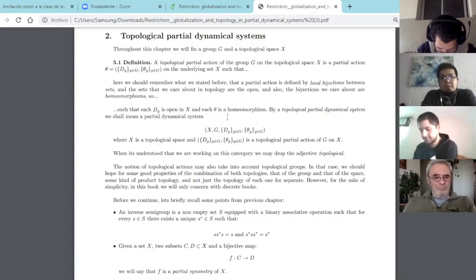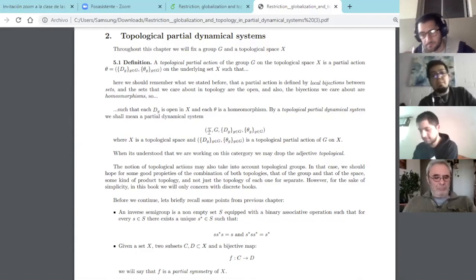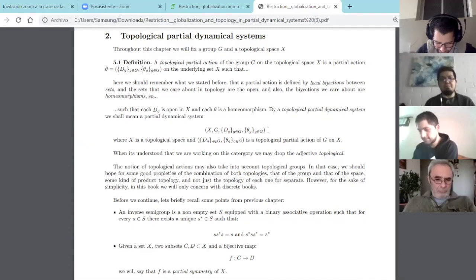And a topological partial dynamical system should be what we understood as a dynamical system, but asking it to be a topological partial action. And sometimes the author says that it might be obvious that we are working in this category with topology, so he may drop the topological adjective.